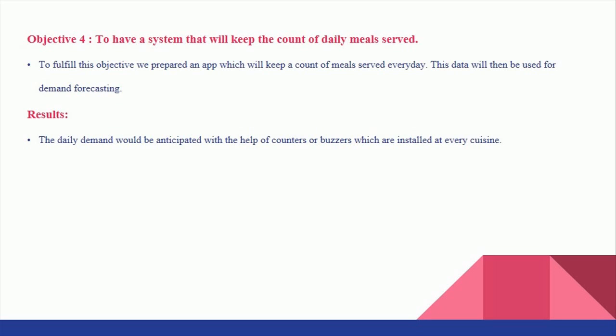Objective 4. To have a system that will keep the count of daily meals served. To fulfill this objective, we prepared an app which will keep a count of meals served every day. This data will then be used for demand forecasting. Results: the daily demand would be anticipated with the help of counters or buzzers which are installed at every cuisine.